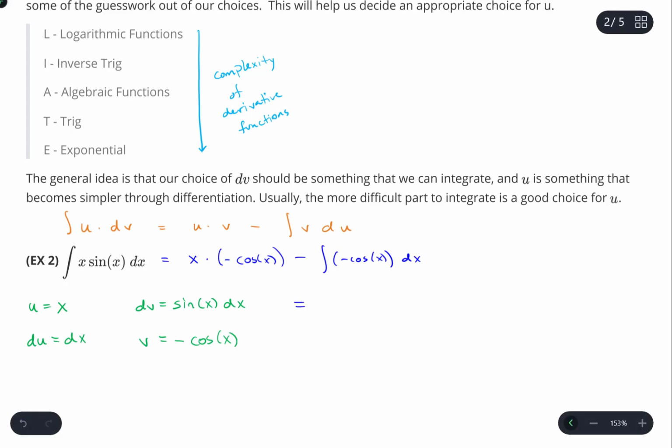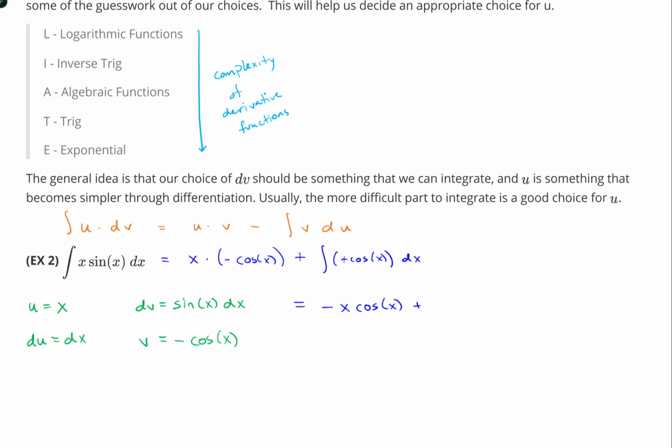All right, so this becomes negative x times the cosine of x. These negatives are going to cancel each other to a positive, and then the integral of cosine is just sine, so this would be sine of x. And finally, plus c. And then we're all done.